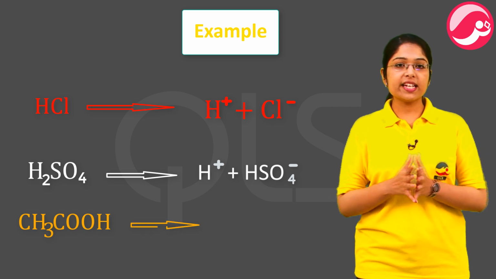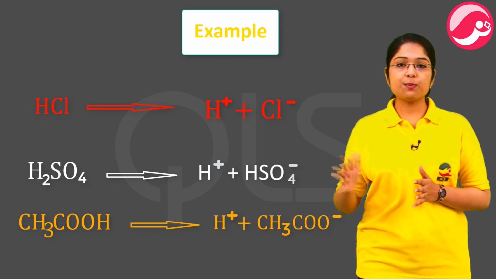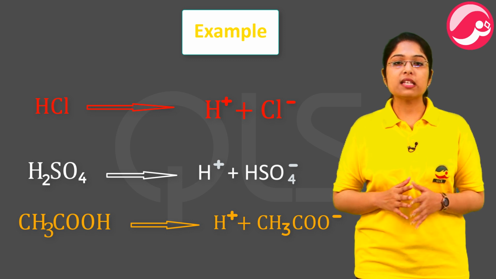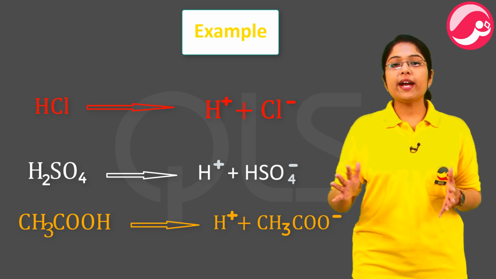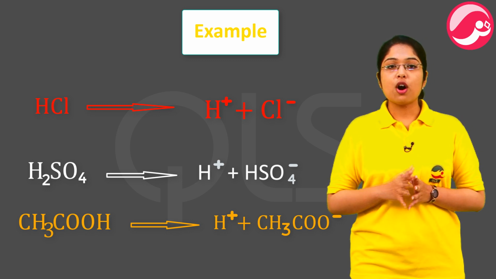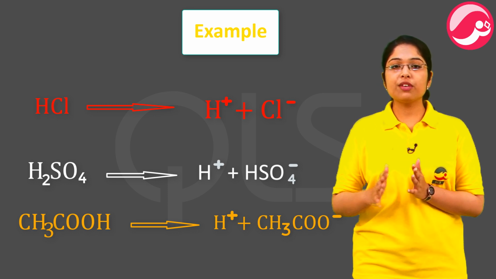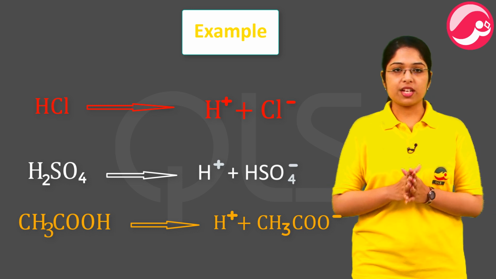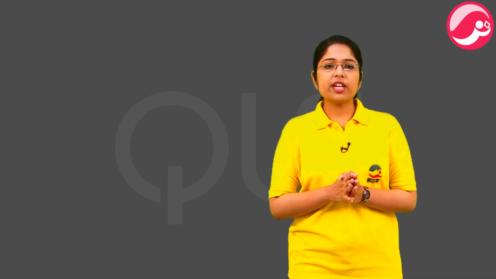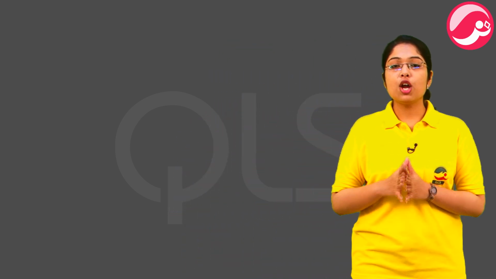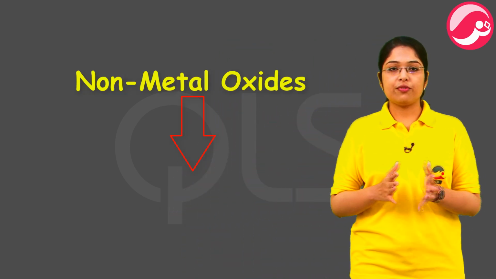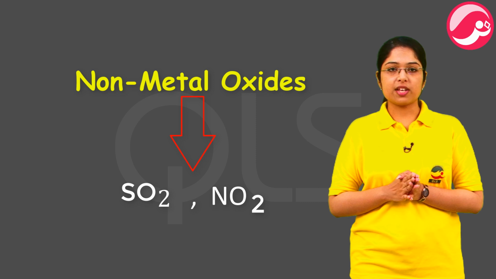CH3COOH means acetic acid dissociates into H plus and CH3COO minus ion. No matter what kind of acid it is, organic or inorganic, each acid has the ability to give out H plus ion in liquid state. Though there are also some acids which do not have the capability to donate H plus ion, but yet they are acidic in nature. For example, non-metal oxides like sulfur dioxide and nitrogen dioxide.